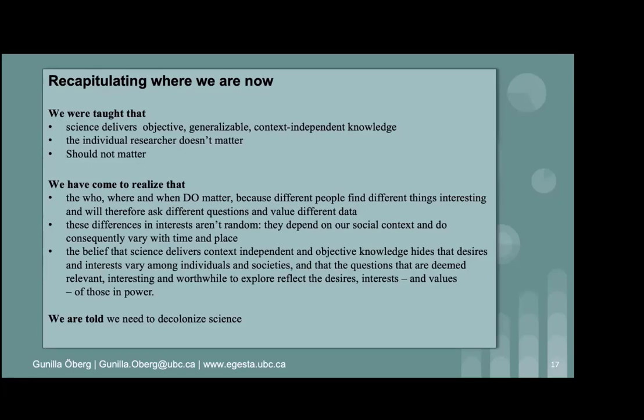During the years since I was an undergrad, we've come to realize that the who, the where, the when do matter, because different people find different things interesting and will therefore ask different questions, and they will value different types of data. These differences in interest aren't random. They depend on our social context, and they consequently vary both in time and place. We also come to realize that the belief that science delivers context-independent and objective knowledge hides that desires and interests vary among individuals and societies, and that the questions deemed relevant, interesting, and worthwhile to explore reflect the desires, the interests, and values of those in power.